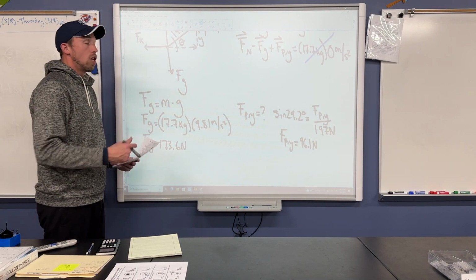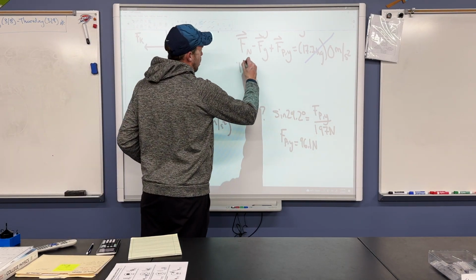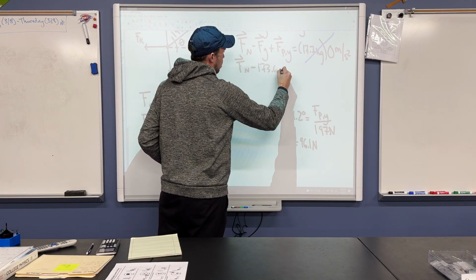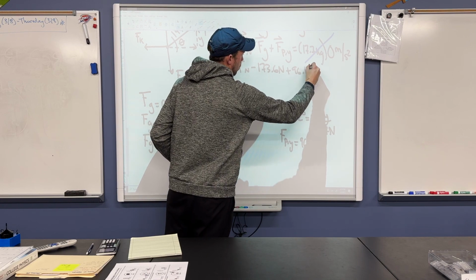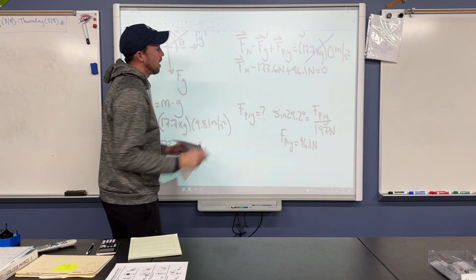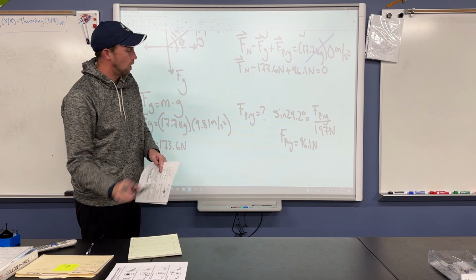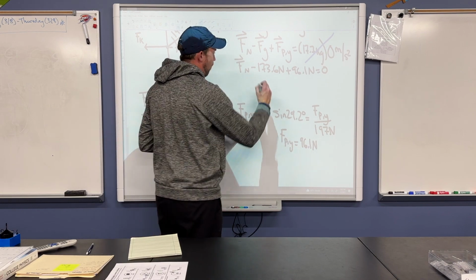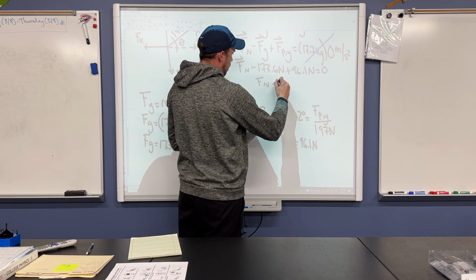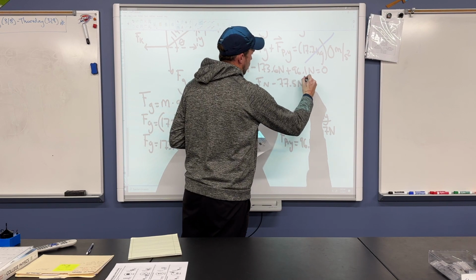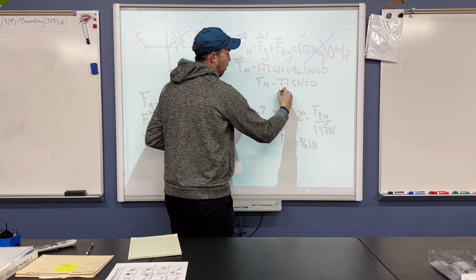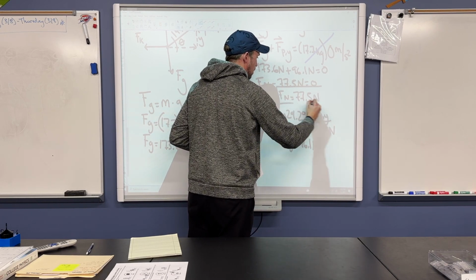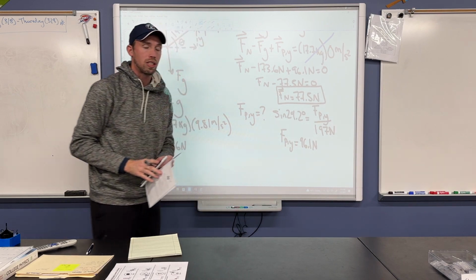Okay, so now I can plug those values in. I have Fn minus my force of gravity, 173.6 newtons, plus 96.1 newtons is equal to 0. I can then combine these terms, negative 173.6 plus 96.1, so I get Fn minus 77.5 newtons is equal to 0. I can add 77.5 over, and now I can show that my normal force should be equal to 77.5 newtons. So a little bit of extra work to get there.